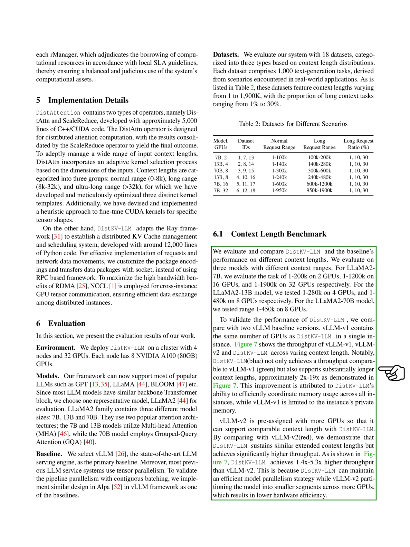When compared to vLLM v2, which was pre-assigned with more GPUs to support comparable context lengths, DistKV-LLM maintained similar extended context lengths but achieved significantly higher throughput. This is because DistKV-LLM can maintain an efficient model parallelism strategy, while vLLM v2 partitions the model into smaller segments across more GPUs, resulting in lower hardware efficiency.